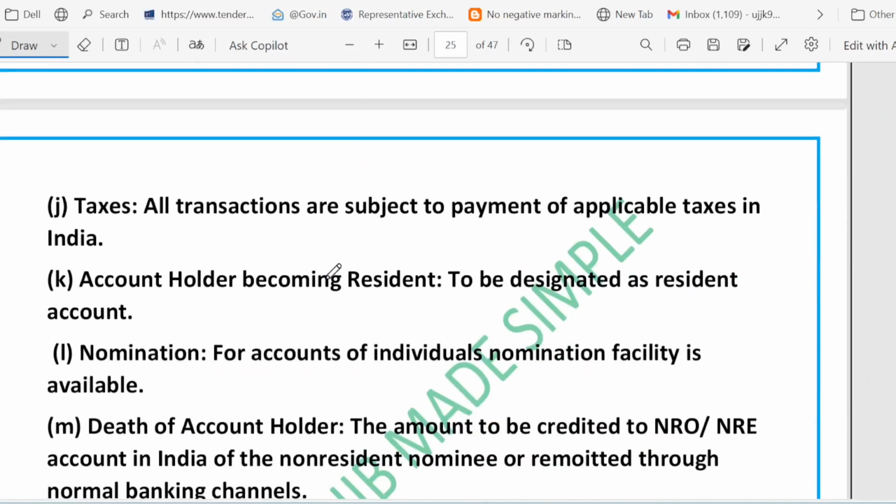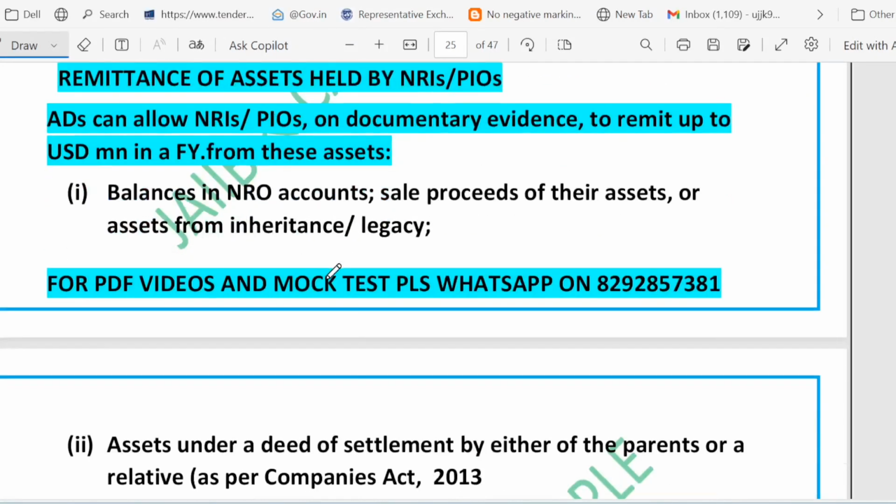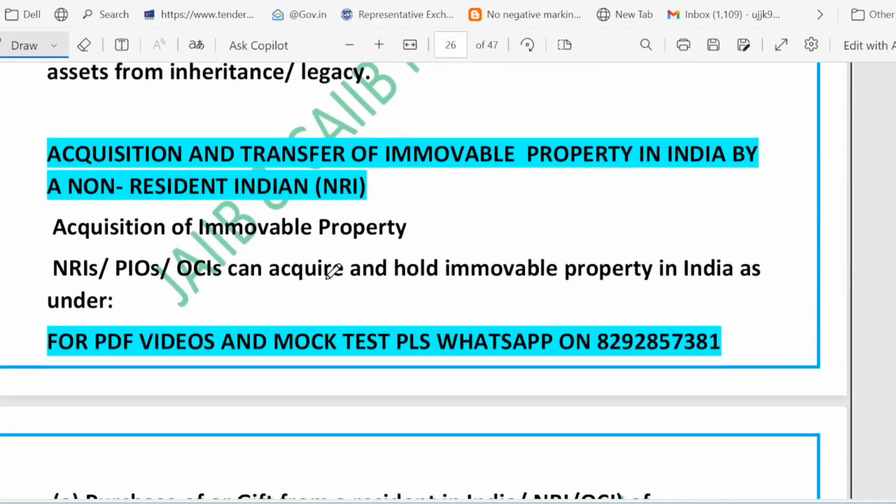Now let's talk about some more points regarding the acquisition and transfer of immovable property in India by a non-resident NRI. So you want property in India but live abroad. I will explain in the simplest words what an NRI, PIO, OCI can and cannot acquire. First of all, what you can acquire, which is purchase or gift. So NRI, PIO, OCI can buy or be gifted immovable property in India.